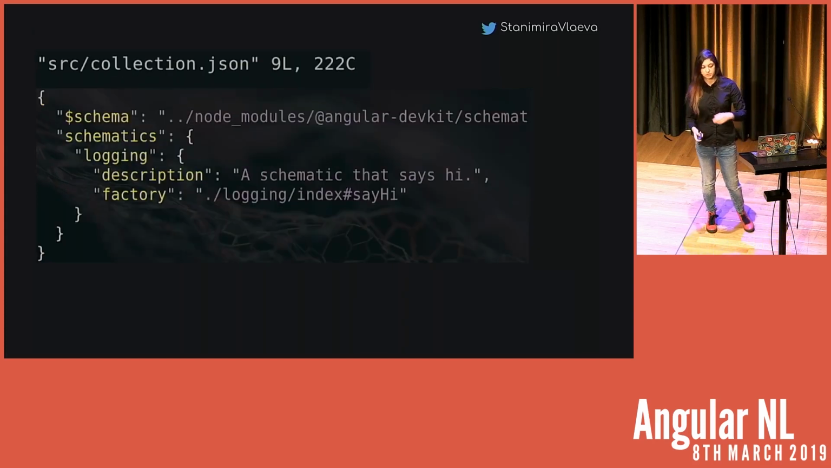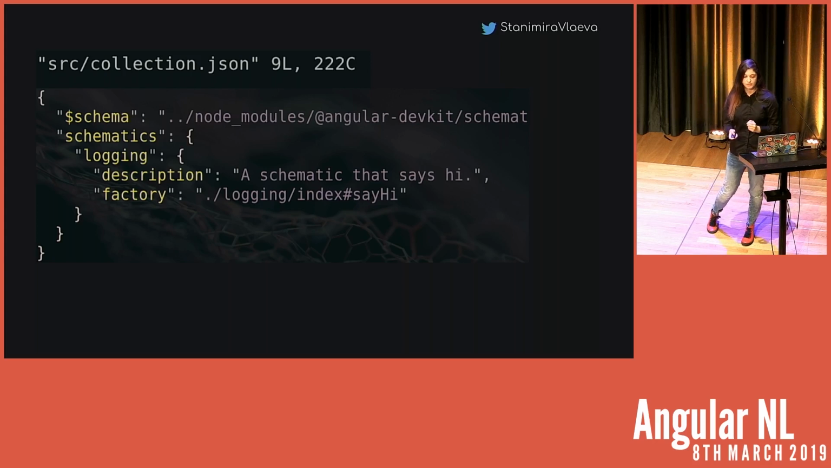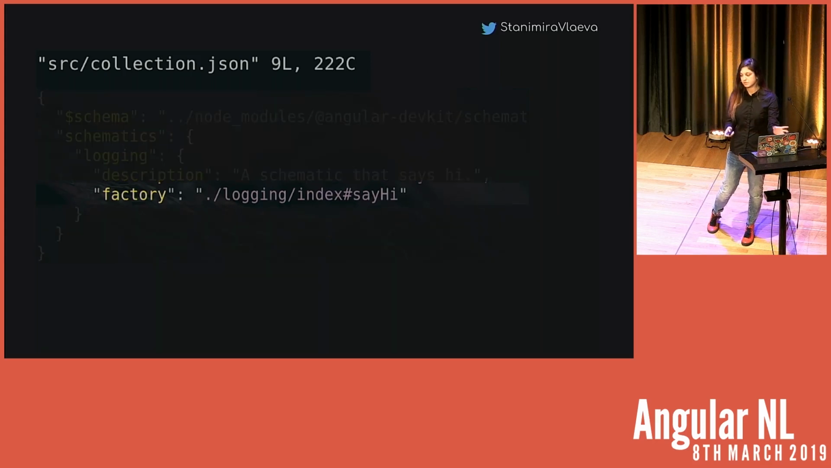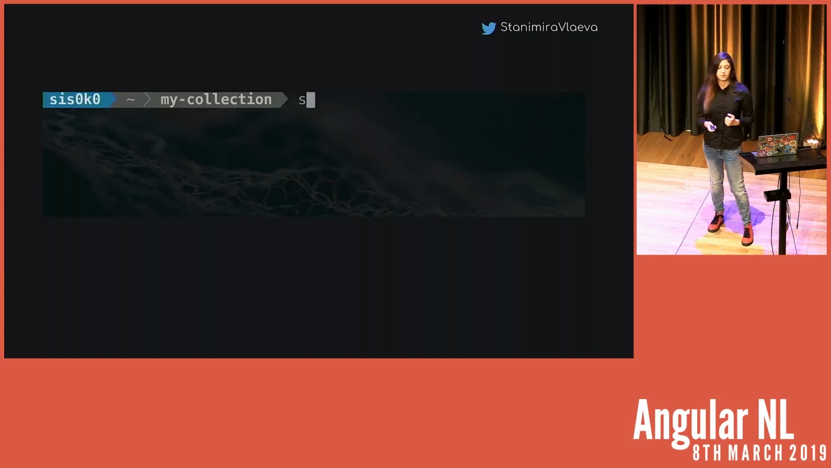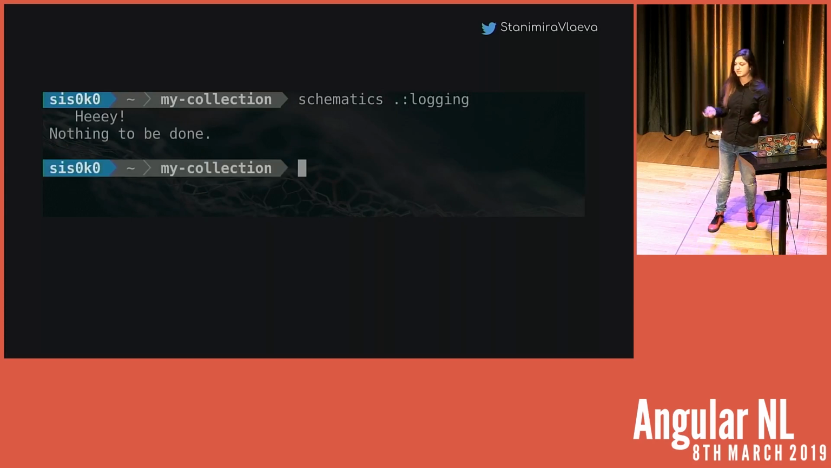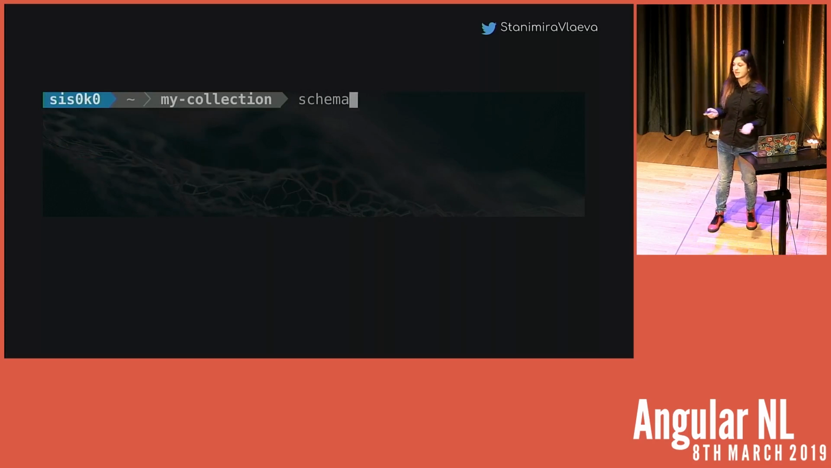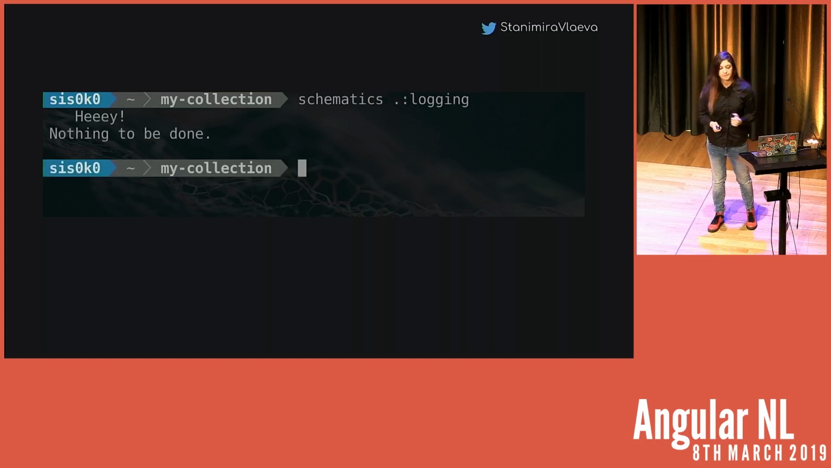And then, of course, we need to register that in the collection JSON. And yeah, of course, this is pointing to our factory function. And this is the name of the schematic. So when we execute it, we will get some log. And nothing else happens. So basically, that is the logging part of it.